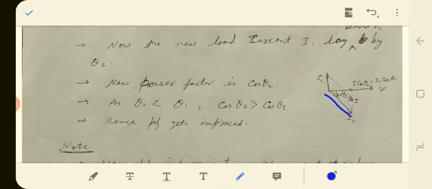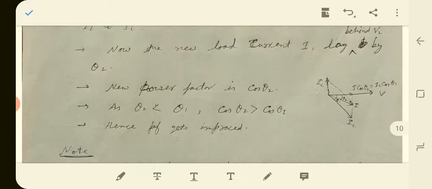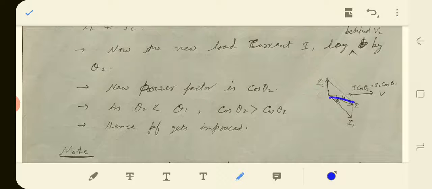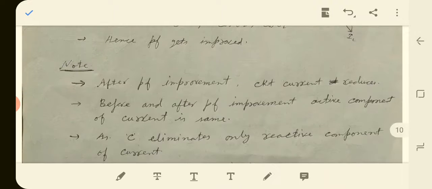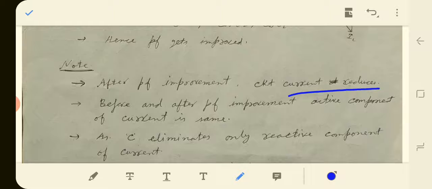Here we can see that the initial current was IL, and its magnitude is larger than the final current I. This final current I is less than the initial current IL. So after power factor improvement, current gets reduced.